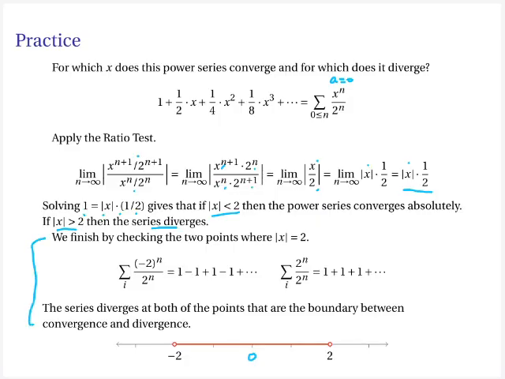So you just simply have to plug them in. There's no formula here. You're just plugging them in. So if you try x equals 2, what do you get? And if you try x equals minus 2, what do you get? Okay, so we try x equals 2. Then I've got 1 plus 1/2 times 2, plus 1/4 times 2 squared, plus 1/8 times 2 cubed.